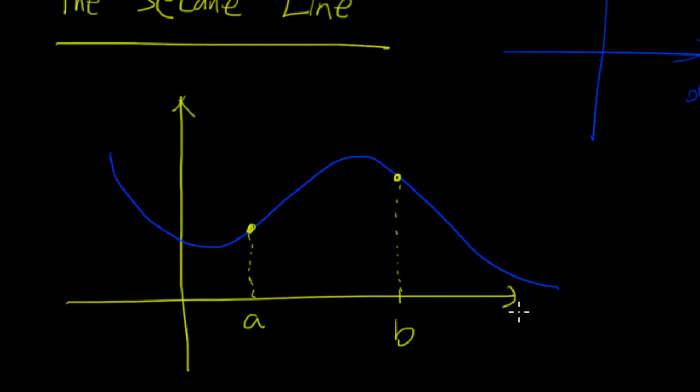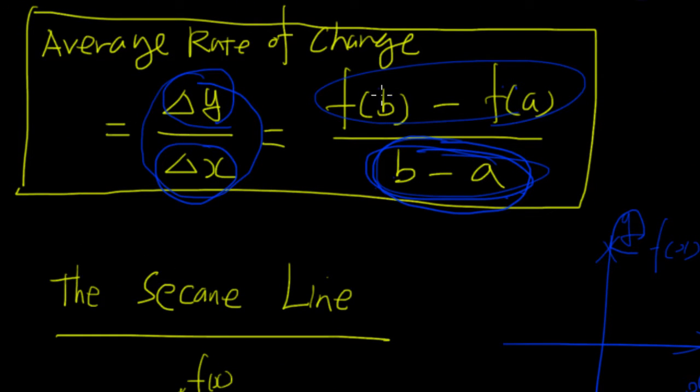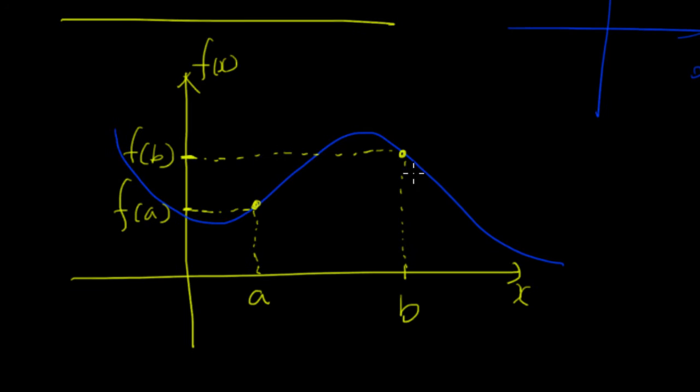Well, if this is X and this is Y or f of X, what do you think this point would be? That point right there is A's corresponding value, so this would be f of A. What do you think this point would be? This would be f of B, of course. So the average rate of change from A to B would be the slope of a line passing through these 2 points.